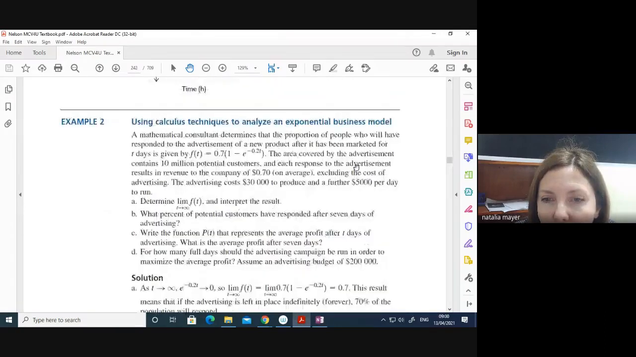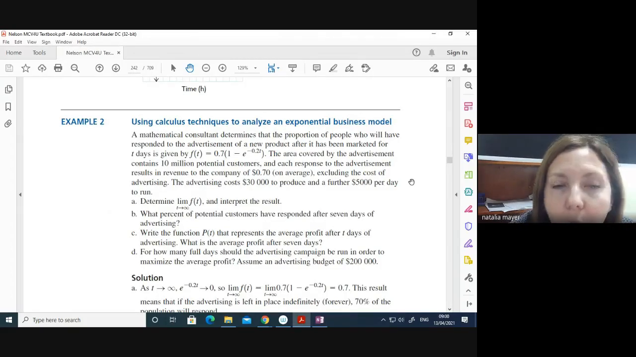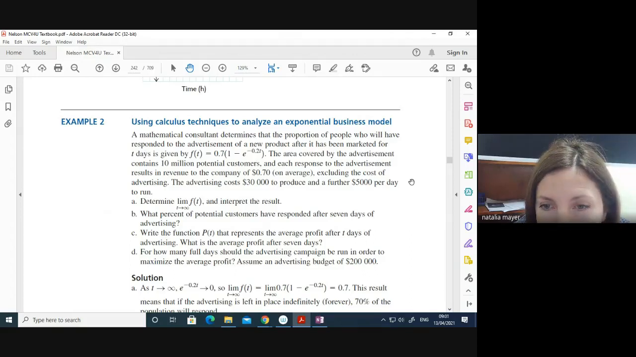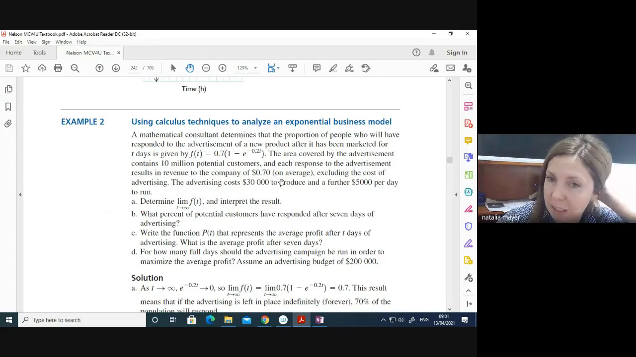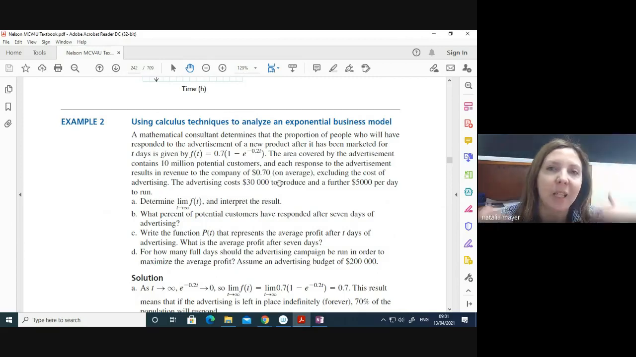Can you go back to the question and tell me, what do you know about the price? Price in this case of what? Of advertising, right? Because when you advertise something, you have costs. Look, each response to the advertisement results in revenue to the company of $0.70. So one response is $0.70, right? So what will be the expected revenue from advertising then? How to find it?